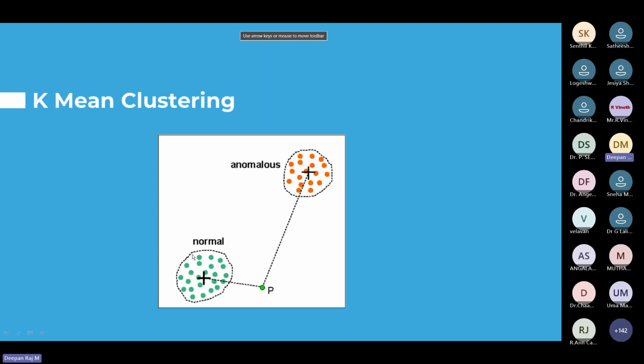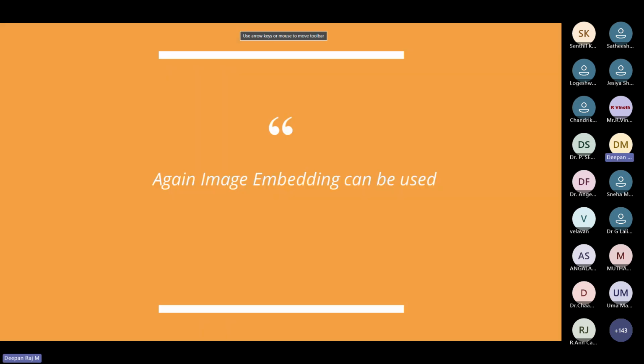Okay, so yes, k-means clustering can also act as a method if the distance between the anomaly and the normal samples is large, then definitely this would help. If not, k-means clustering might not be a better option unless we have better image embeddings created for every sample, which are mostly distinguishable in nature. Then yes, k-means clustering will definitely work.